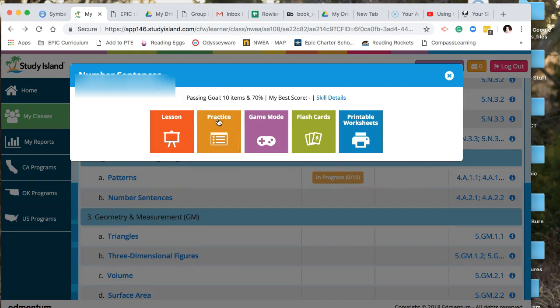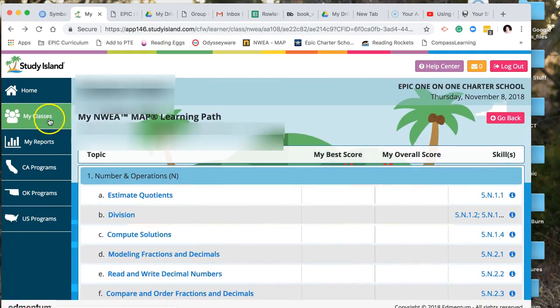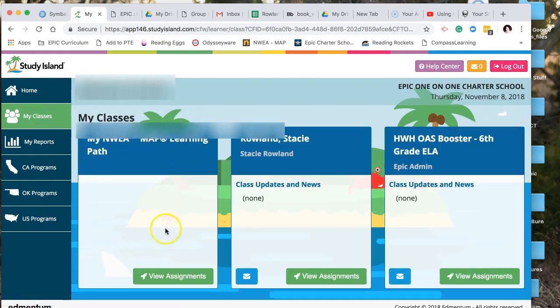The questions in practice mode are a little bit harder, but I am perfectly fine if they want to earn their blue ribbon in game mode. It's still 10 questions, and they are still getting that assessment. So that is one way to really work with your students and utilize this tool to its full potential. So that's inside the learning path.